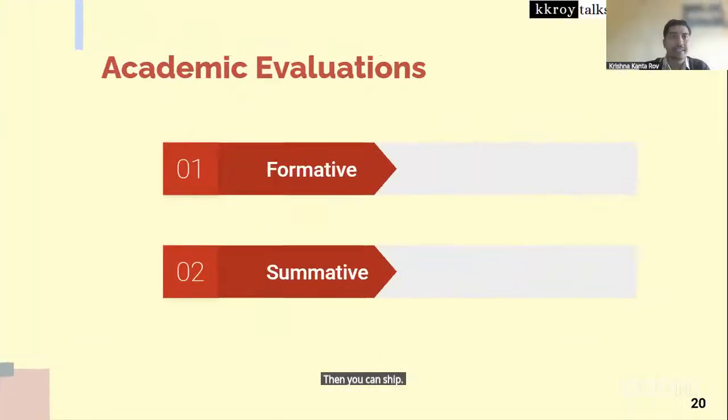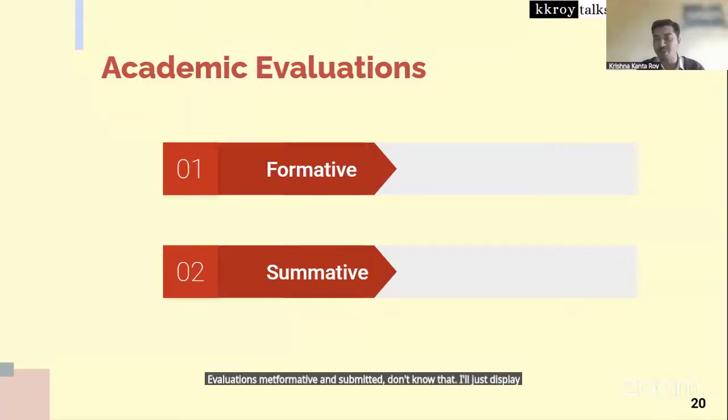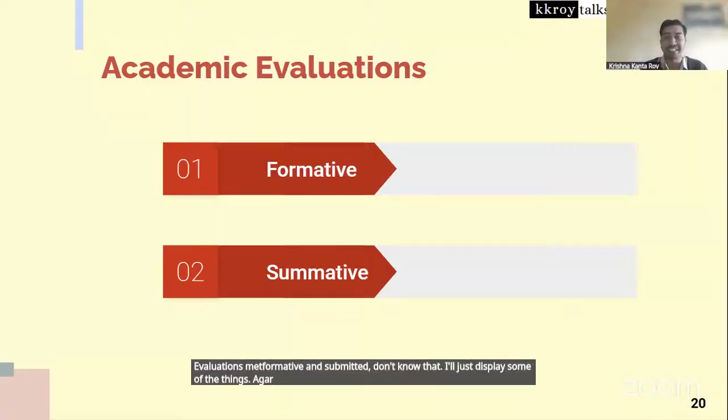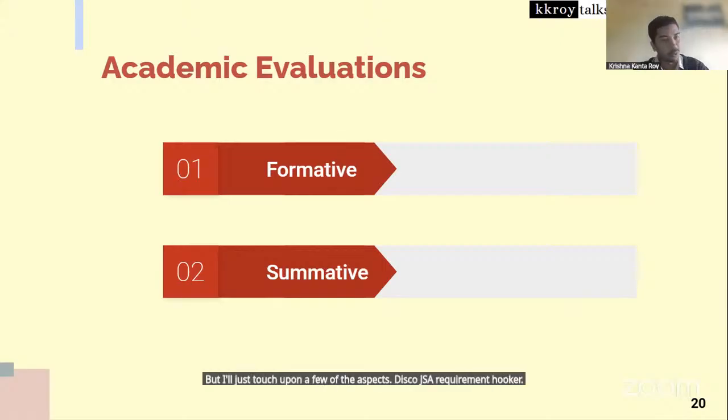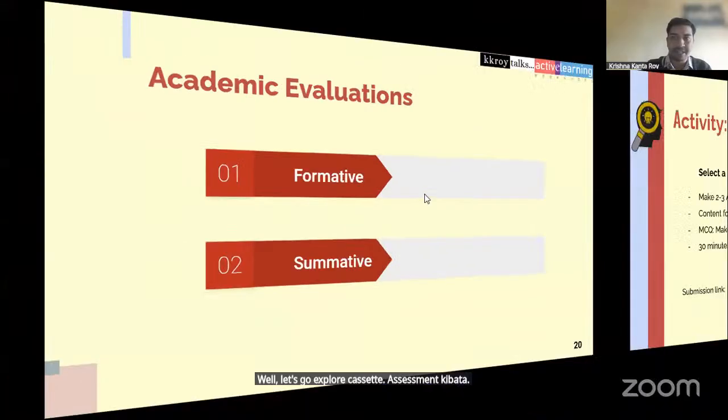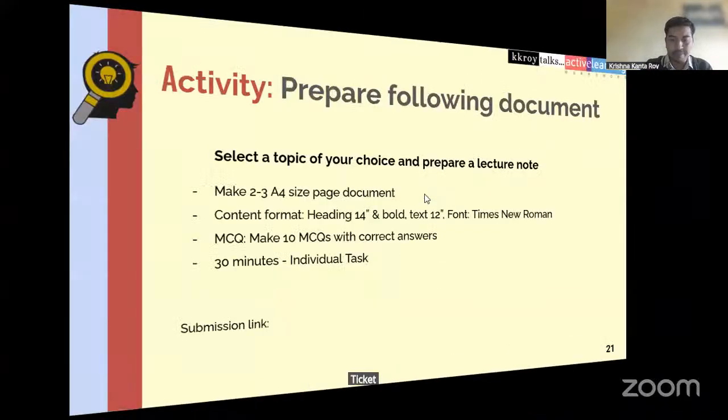अभी आ जाते हैं academic evaluations की बात. Evaluations में formative and summative दोनों होता है. I'll just display some of the things क्योंकि 1.5 घंटा काफी कम होता है. अगर AI की बात करें तो AI एक दिन का टॉपिक है, एटलीस्ट एक दिन में पूरा वो डिस्प्ले होता है. But I just touch upon a few of the aspects, जिसको जैसे रिक्वायरमेंट होगा वो उसको एक्सप्लोर कर सकता है. असेसमेंट की बात आ जाती है, फॉर्मेटिव एंड सम्मेटिव. ठीक है, तो अभी ये टास्क करने की जरूरत है.